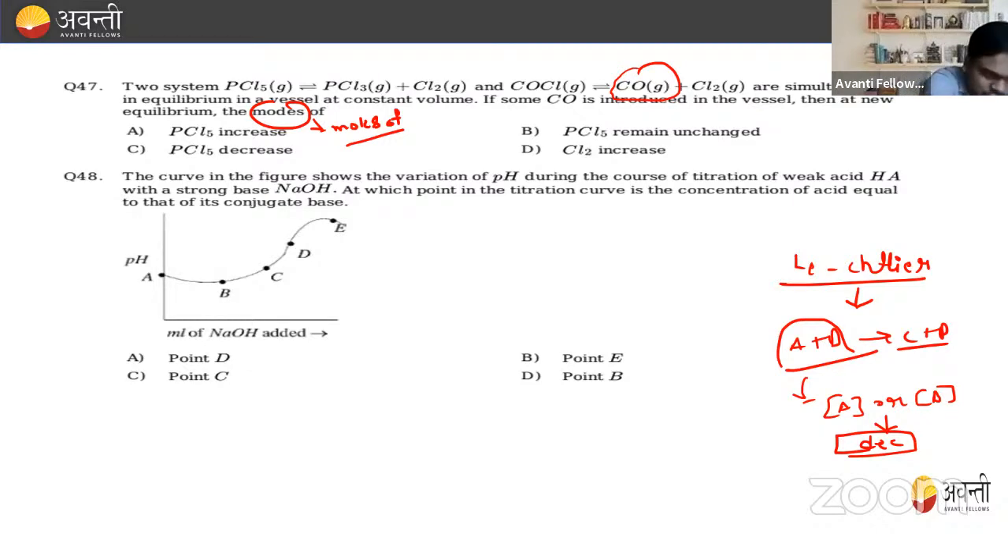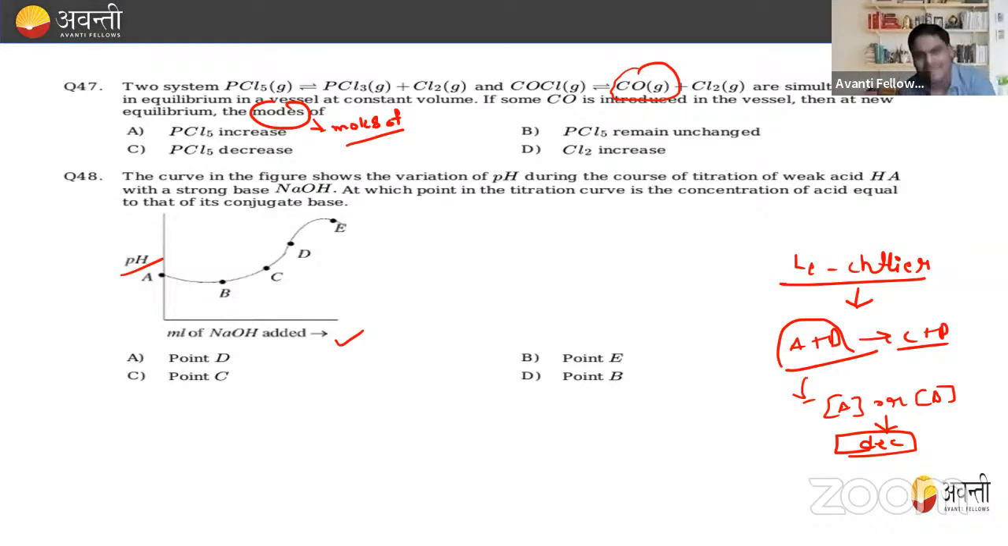Now, let's move to the next question, that is question number 48. The curve in the figure shows the variation of pH during the course of titration of a weak acid with a strong base. At which point in the titration curve is the concentration of acid equal to that of its conjugate base? So this is a graph between pH and mL of NaOH used. This is point A, in which the NaOH used is 0, then B, C, D. Suddenly from B to C, D, E, there is a sudden increase in the curve we observe, right?